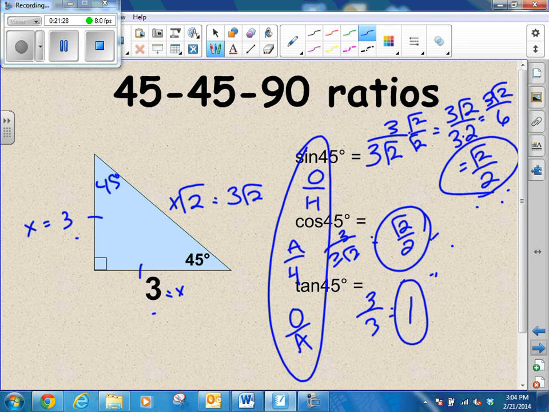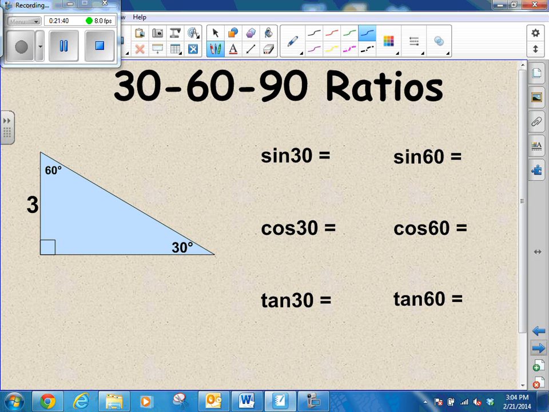Questions on sine, cosine, and tangent for 45? When you have your special right triangles, I don't want a decimal. I want the exact, okay? Go to 30, 60, 90. What side is the 3? That's the x. X radical 3 and 2x. So this is 3 radical 3, and that is 2 times 3, so that's 6.